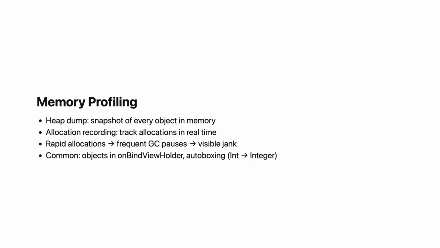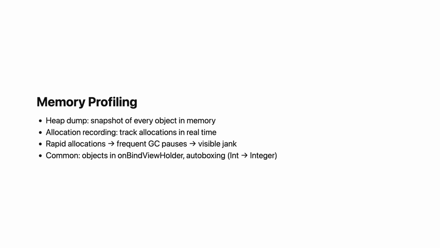Garbage collection. Every time ART's garbage collector runs, it pauses your app briefly. If you're allocating objects rapidly, say in a tight loop or during a scroll, GC pauses can cause visible jank. The memory profiler shows you exactly which classes are being allocated most frequently and where. The most common culprit: creating objects inside onBindViewHolder or during Compose recomposition. Autoboxing is another sneaky one. Using int where the system needs Integer creates an allocation every time.